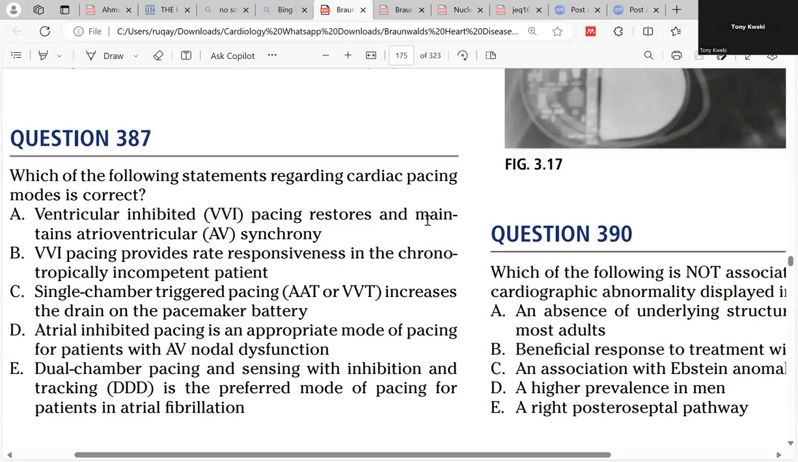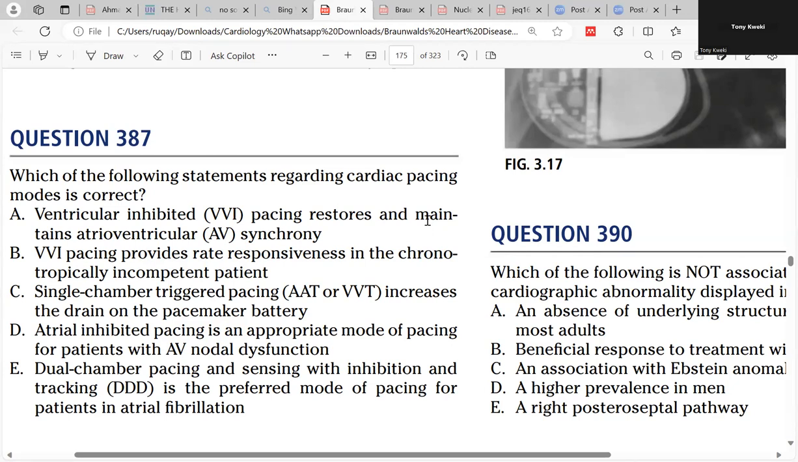So option A says ventricular inhibited pacing. So that's VVI, restores and maintains atrioventricular synchrony. This is not true because this is a single chamber type of pacing. It paces the ventricle, it senses the ventricle, so it's got no business with the atria. So there will not be AV synchrony. In this sort of patient, you could have the ventricle contracting with the atrium, so there is no AV synchrony. Its business is with the ventricle.